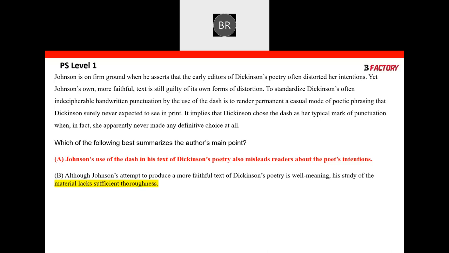Samjho isko. Ek author hai purana jisne kuch likha hai, kuch kaha hai, usko koi likh raha hai, to likhne mein usko dash use kar diya hai, wo shayad use karta nahi karta, sure nahi hai. That is the kahani. Got it? Why A is more accurate? Everyone. Text padhna aur samajhna bhi zaruri hai na.